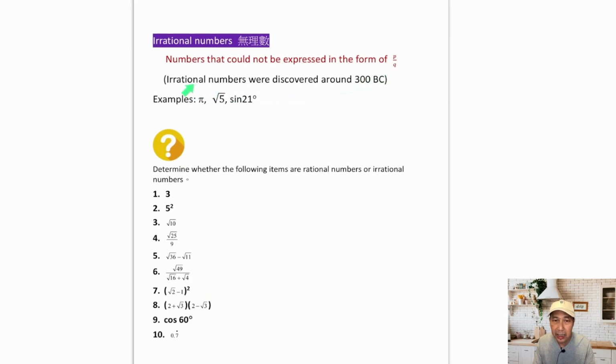Please note that irrational numbers are later. Irrational numbers were discovered around 300 BC. There are some examples of irrational numbers like pi, root 5 and sine 21 degree. You can use a calculator to check the value of these numbers. They are all decimals without end.